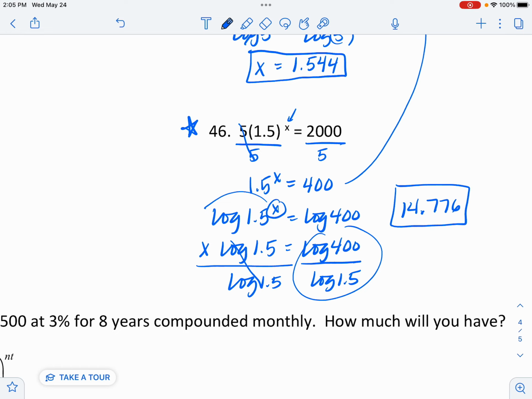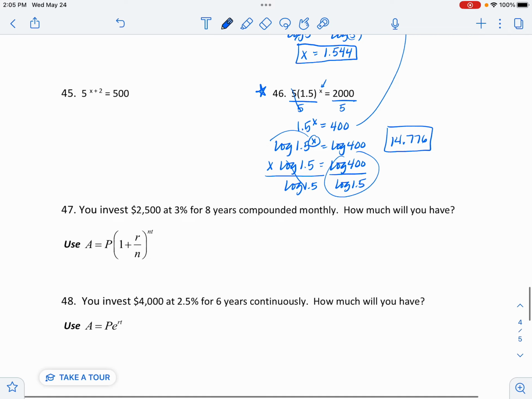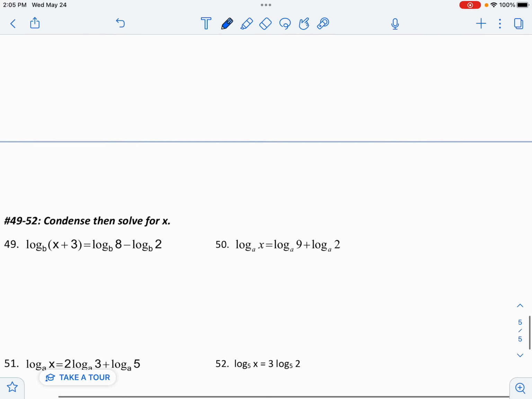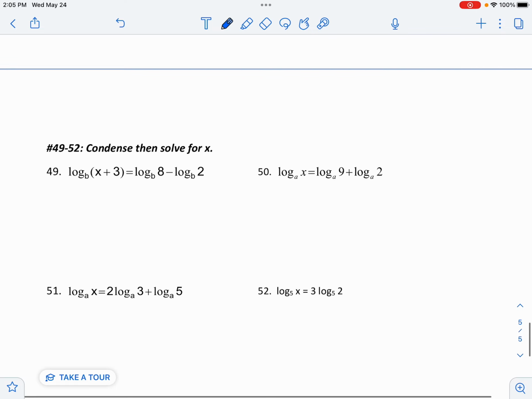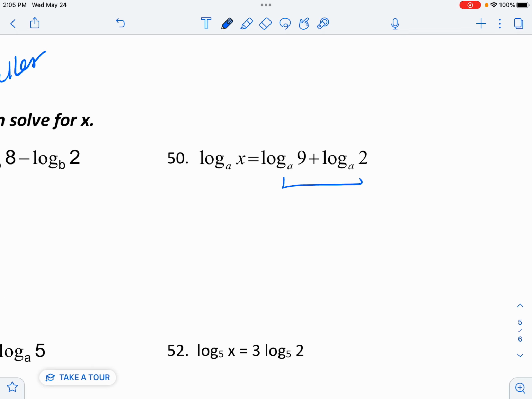All right. Now you guys, number 47 and 48 we did in class today, so I'm not going to do those again. Let's look at number 50. So this is when we want to condense. Condense means to make smaller, right? So I see that I have 2 logs on this side. I can condense those into log base A of 9.